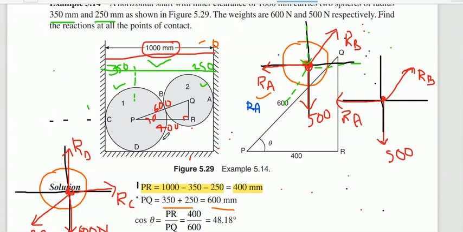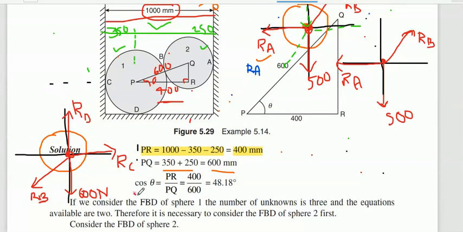Cos theta is equal to adjacent divided by hypotenuse. So adjacent is here, 400, divided by hypotenuse, which is PQ. Sin theta is opposite by hypotenuse, cos theta is adjacent by hypotenuse. So this is theta, this is 90 degrees. Therefore 400 is the adjacent side and 600 is the hypotenuse. The cos theta is equal to PR by PQ. You will get the theta value.